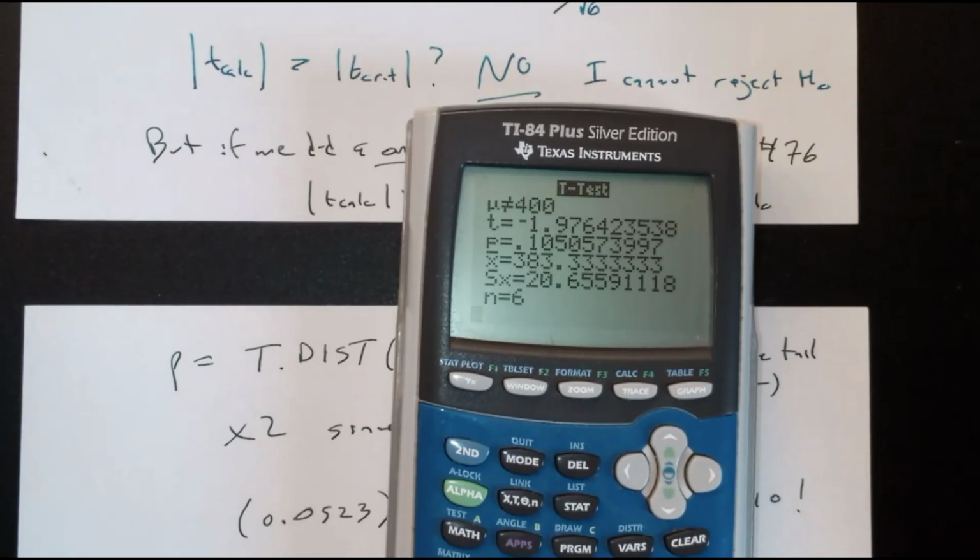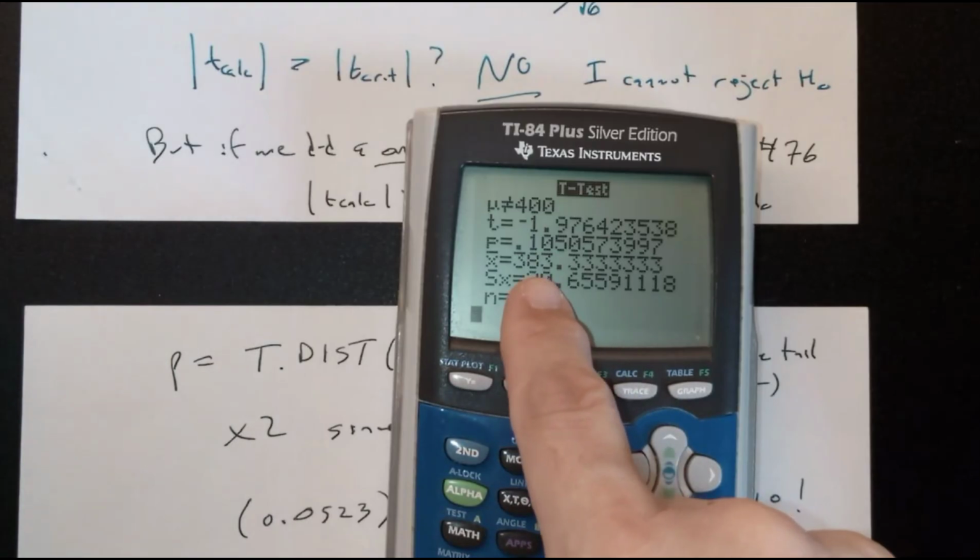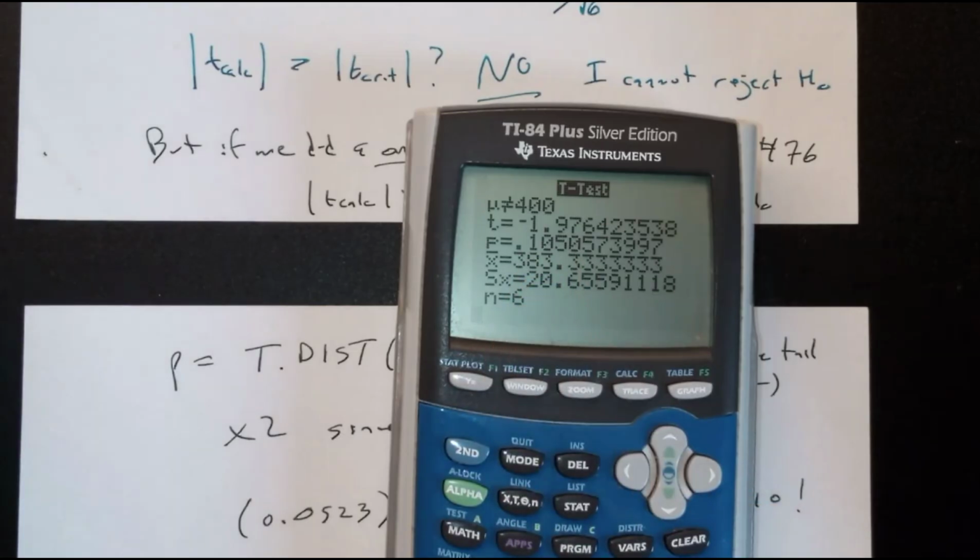More decimal places means instead of 0.0523, it came out a little different, rounded differently in different places. 1.976, we gave it 1.98. That's why we got a different value. Average, standard deviation, n. It came up with that same t-value we did. And it came up with the same p-value. I like this.